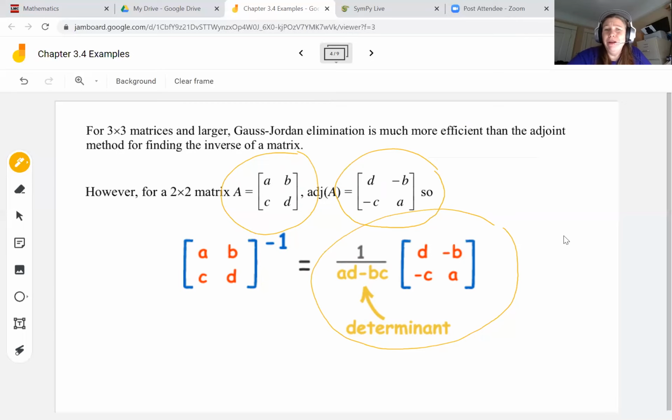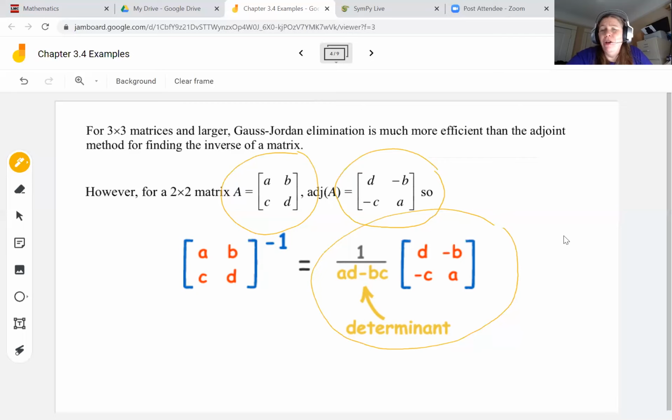So if our 2 by 2 matrix is a, b in the first row and c, d in the second row, then the adjoint for that matrix A is going to be d, negative b in the first row and negative c, a in the second row. So this is where our formula for A inverse for a 2 by 2 matrix comes from. So it is 1 over ad minus bc, because that's our determinant, multiplied by this adjoint matrix of A: d, negative b in the first row, negative c, a in the second row.